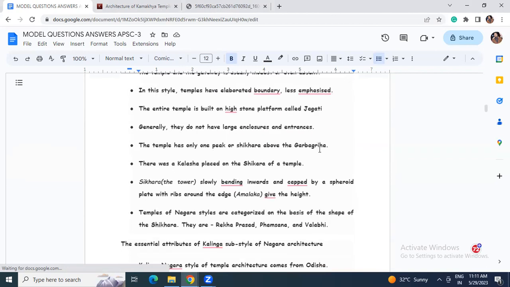Then generally they do not have large enclosures and entrances. The temple has only one peak or shikhara above the garbhagriha.